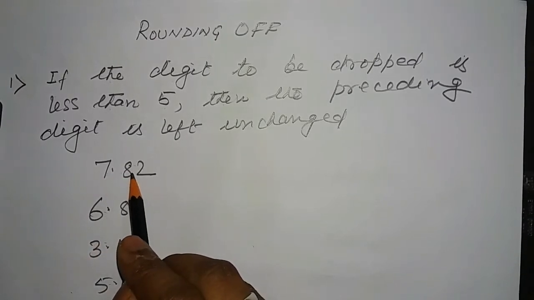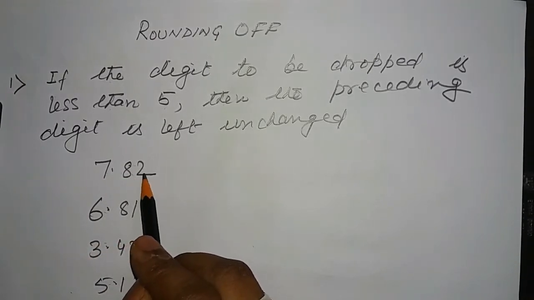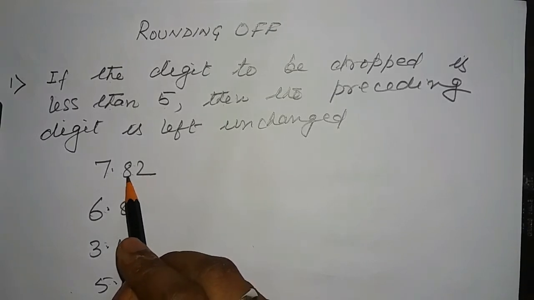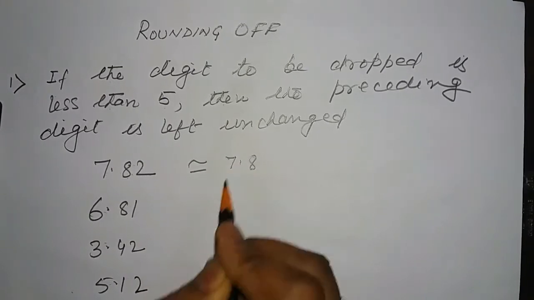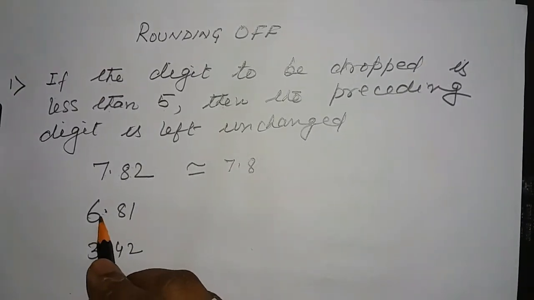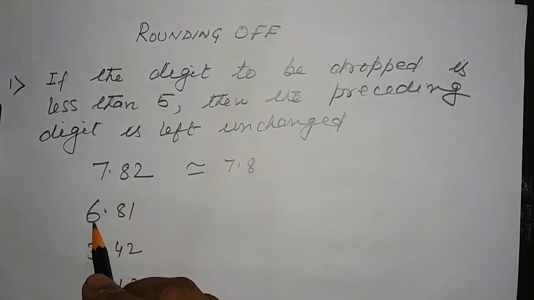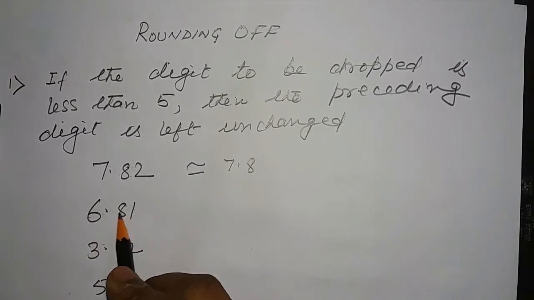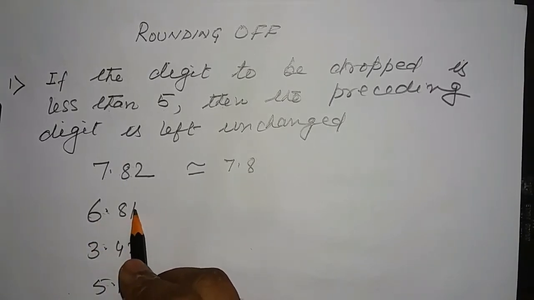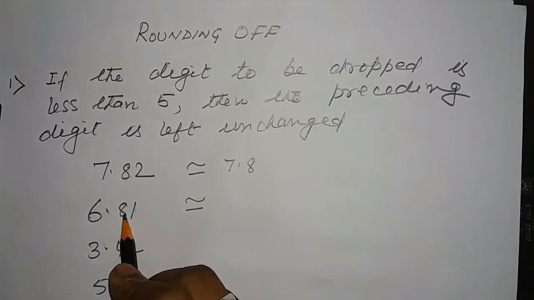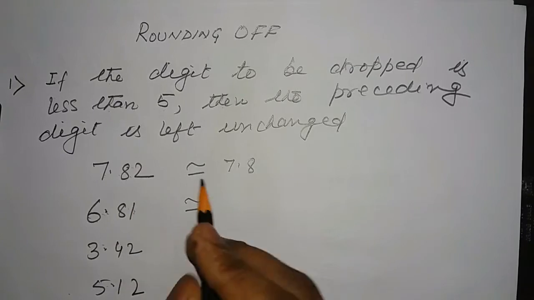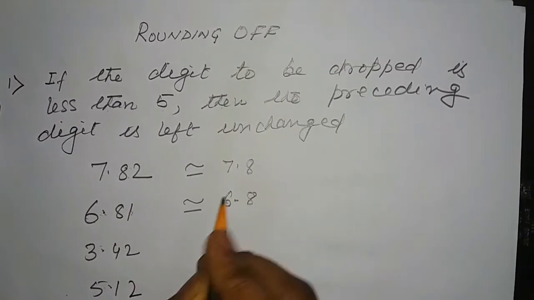When I have to write 7.82 in two significant figures, I have to drop 2. Since 2 is less than 5, the preceding digit will remain unchanged. That is, this will be 7.8. Similarly, if I have to drop 1 to write 6.81 in two significant figures, this 8 will remain unchanged because 1 is less than 5: 6.8.